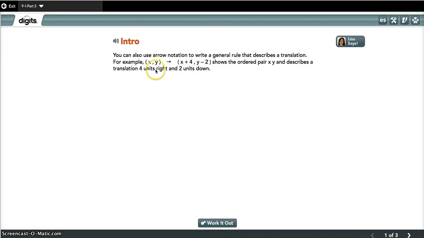You can also use arrow notation to write a rule. So we can say if our original coordinate has an x plus 4 and a y minus 2, that just means we're going to move right 4 units and down 2 units. If this was x minus 4, it would have meant we moved left 4 units. And if this was plus 2, it would have been up 2 units.